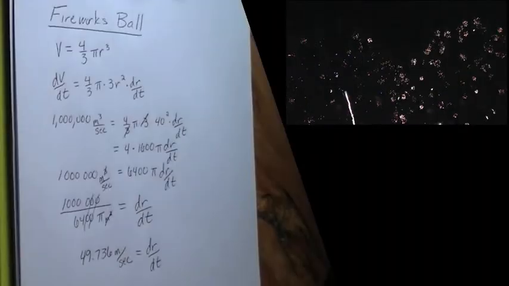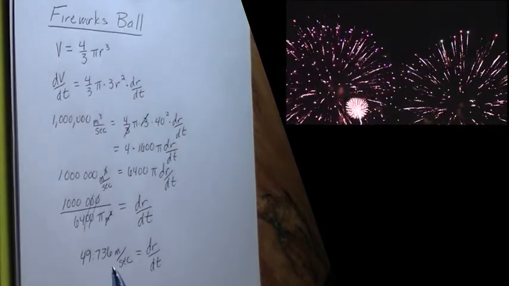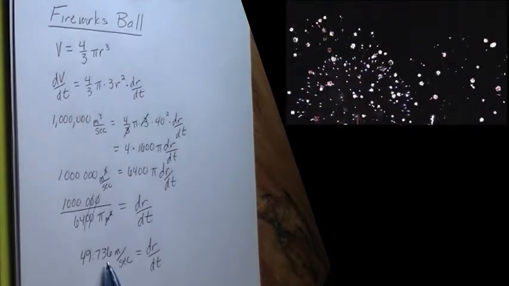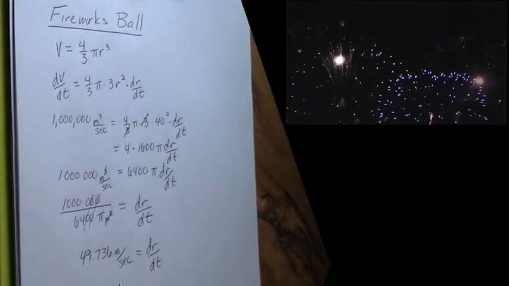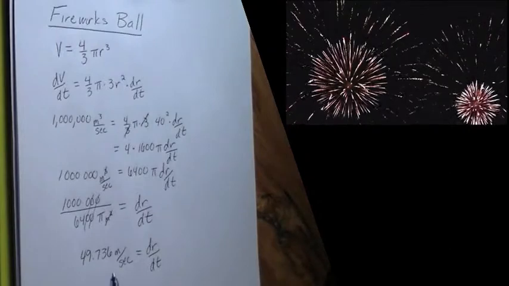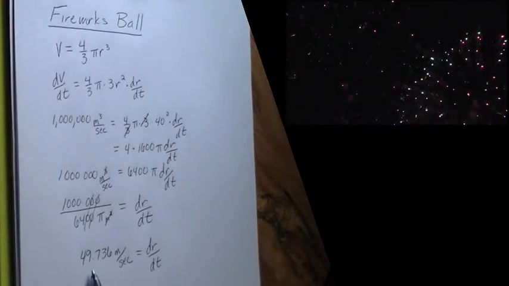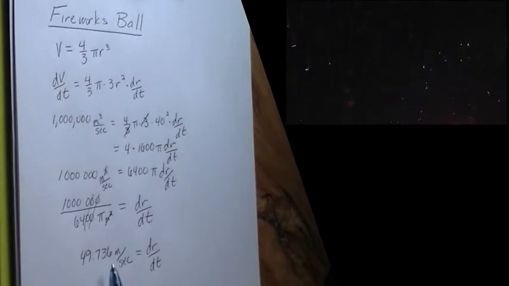So when our fireworks ball is exploding in the air, we can recognize that there's a good related rates problem in there. And in this case, 1,000,000 cubic meters per second of fireworks ball is creating an increasing radius of approximately 49.7 meters per second.